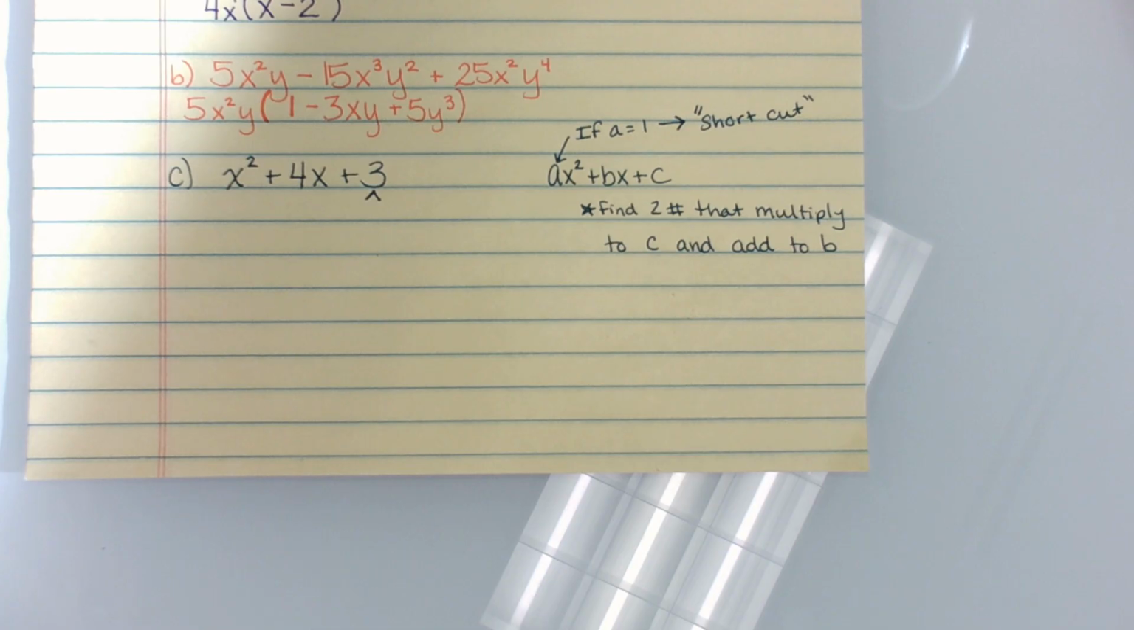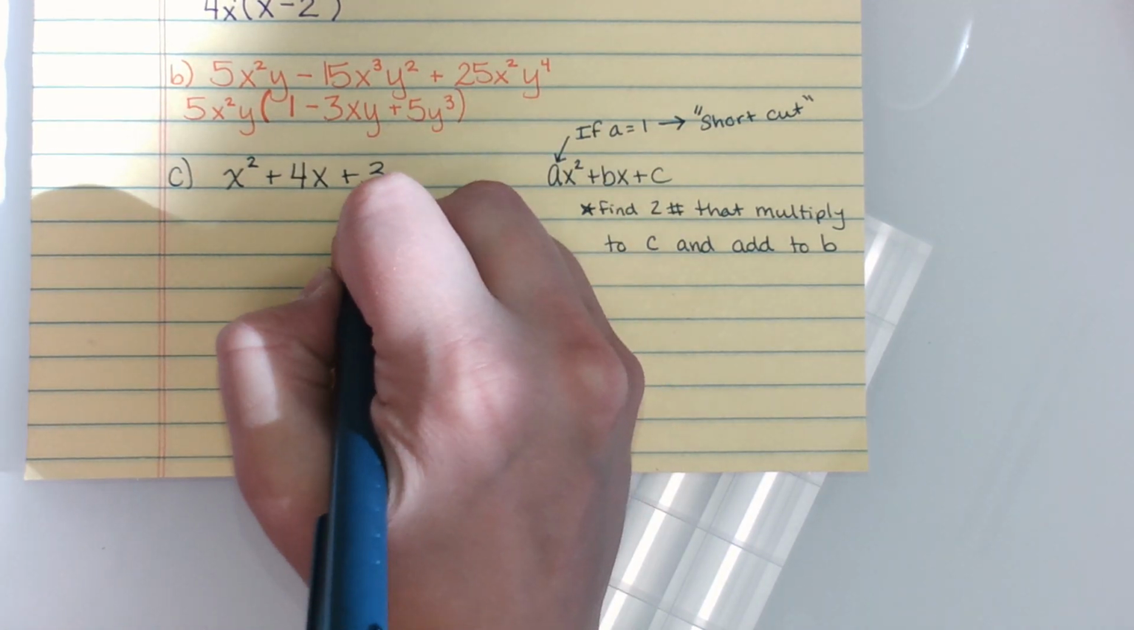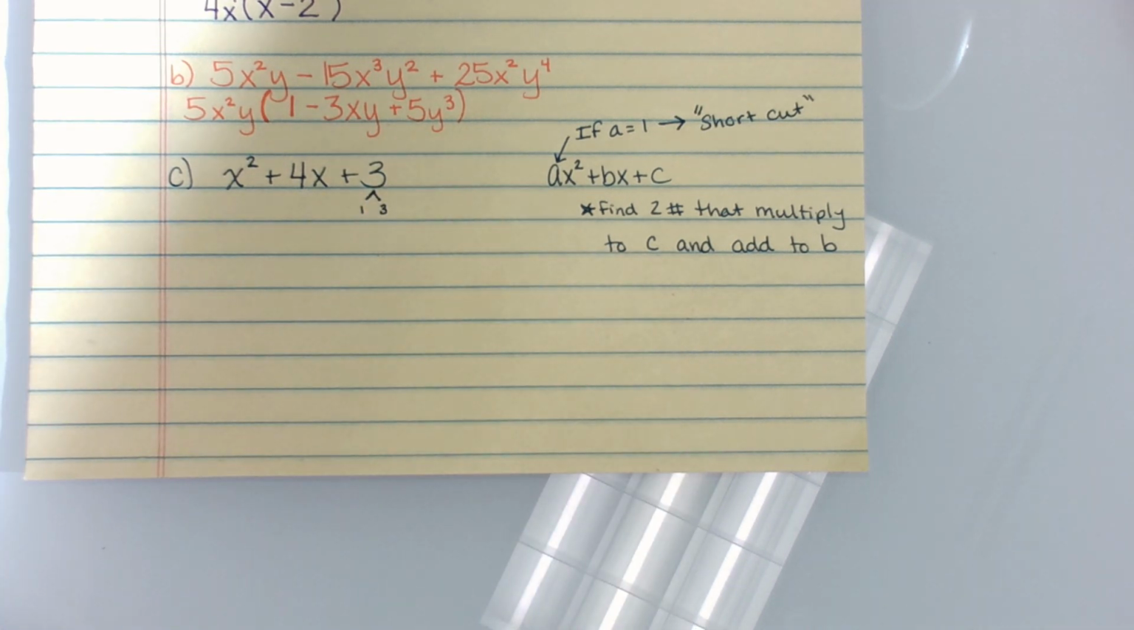What are some things that multiply to 3? 3 and 1. 1 and 3. Anything else? No, those are the options. Well, negative 1 and negative 3. But do 1 and 3 add up to 4?